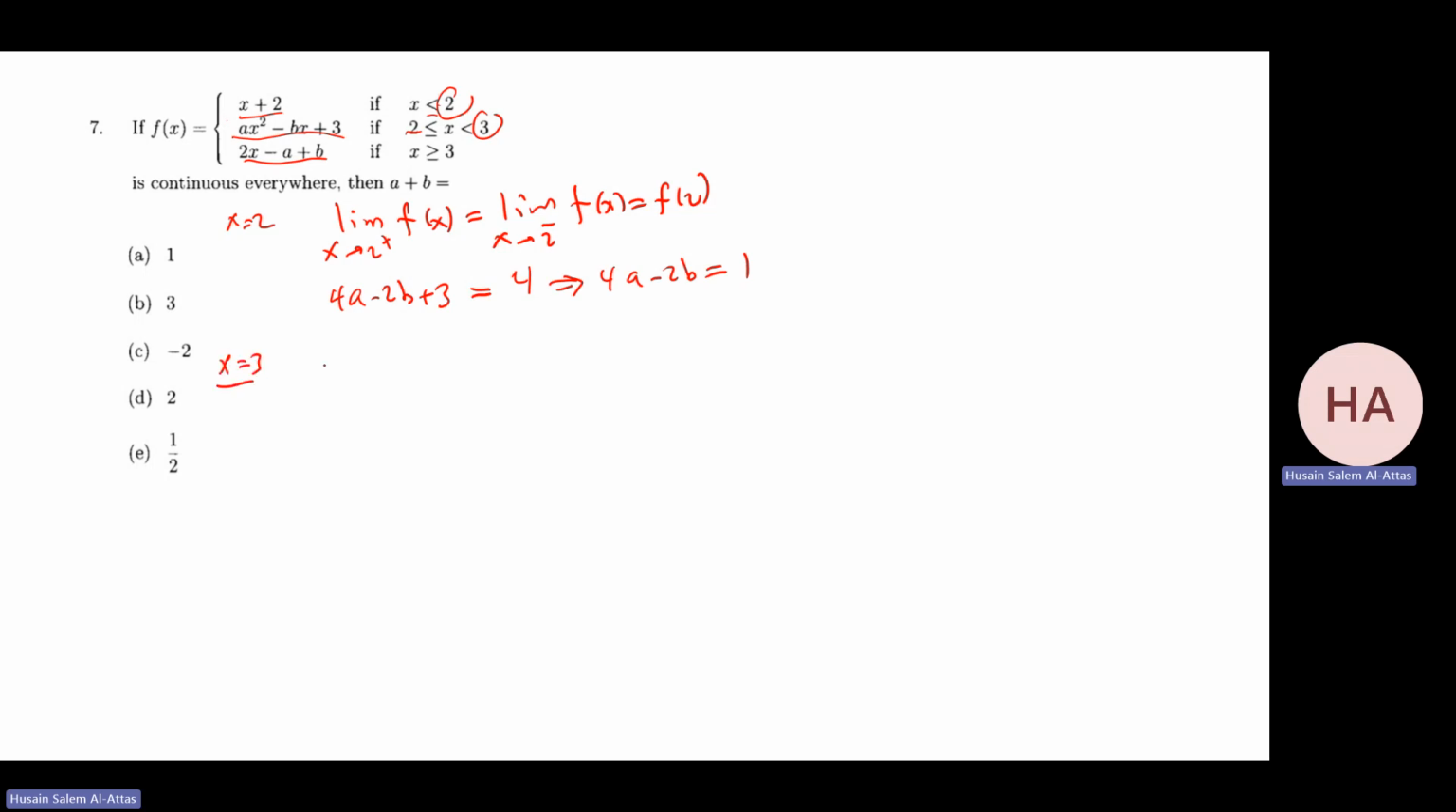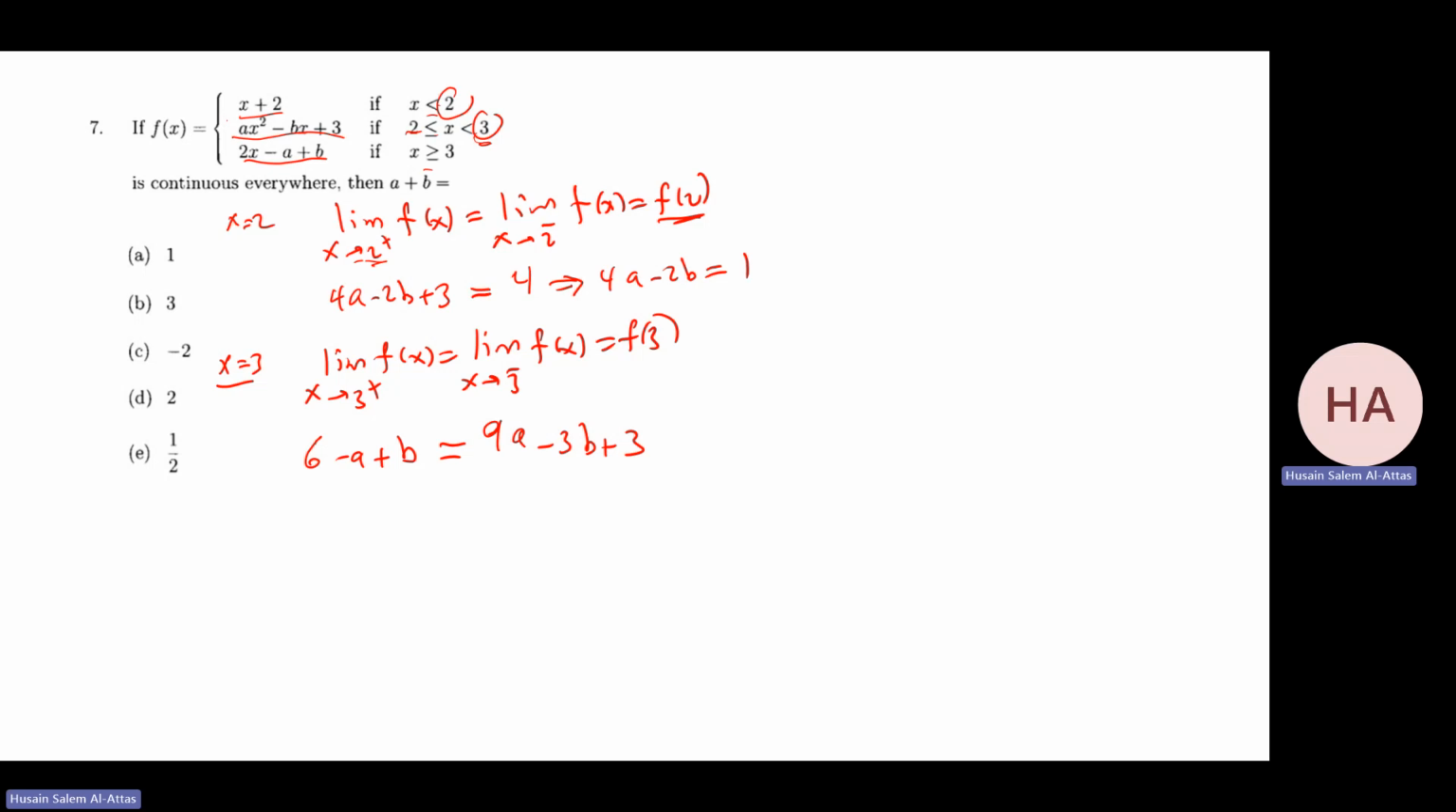x equals 3, I'll do the same. The limit as x goes to 3 from the right of f of x equals the limit as x goes to 3 from the left, equals f at 3. Here, no need, f of 3 will be the same as the limit from the right. So no need to do it. From the right, I'm here. Substitute, you have 6 minus a plus b, equal to, from the left, I'm here, that will be 9a minus 3b plus 3.